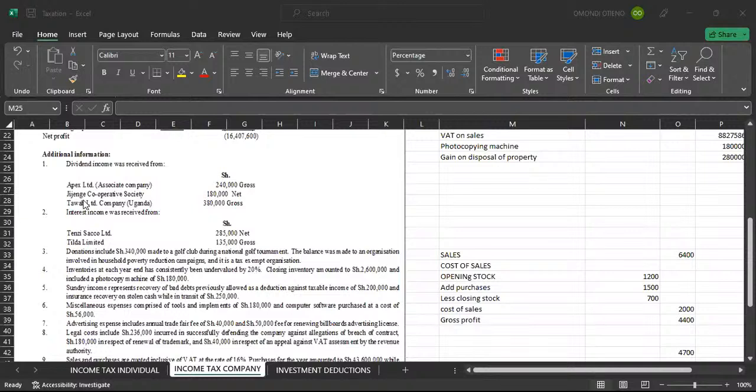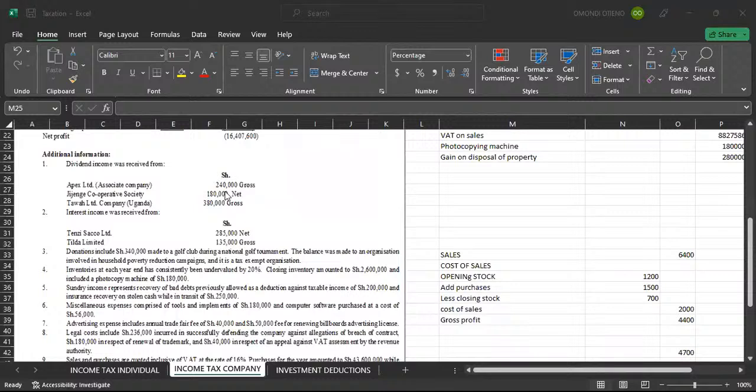Dividends from cooperative society are subjected to a withholding tax of what rate? They are subjected to a withholding tax of 15%. So we have to bring in the gross value, the gross amount. What is given here is net, so it means they have deducted 15%.